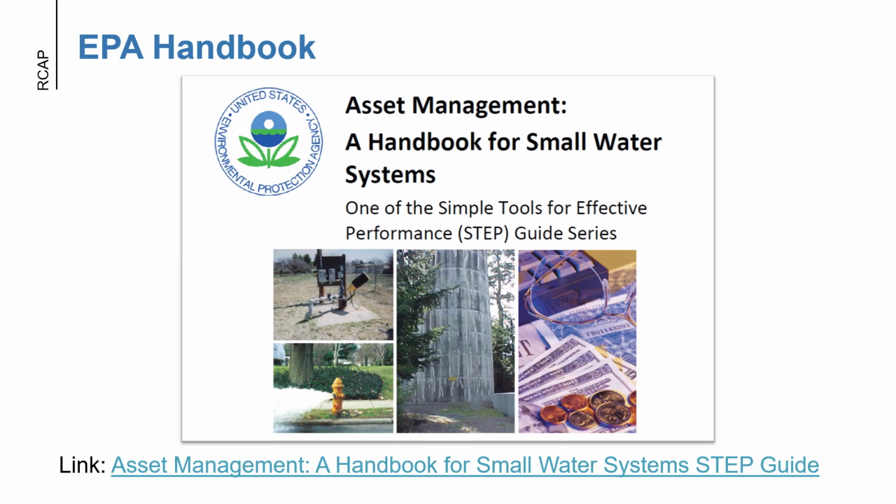Again, huge fan of the EPA resources. This asset management handbook for small water systems is great. It actually has some really good tables for helping you to start charting those level of service goals. They've got some example tables and ranking, and even some filled out scores and scenarios and things. So highly recommend downloading that and taking a look through it, especially if you're working on establishing level of service goals.